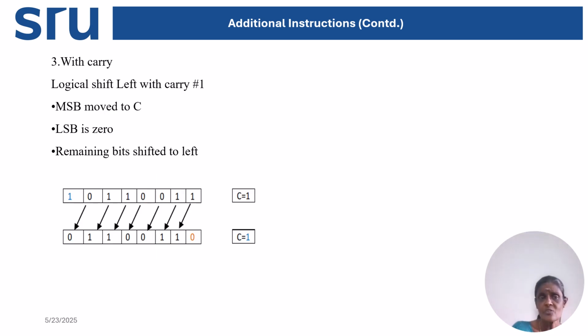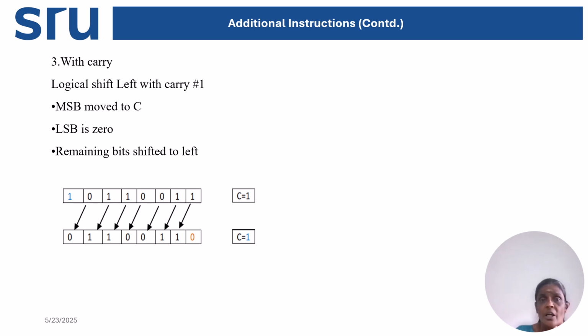Next, the third case, with the carry. Previously we saw both the logic and arithmetic cases without carry. But with the carry, how do we perform the operation? There are conditions to perform this. In this case we perform a logical shift left with carry by 1 shift only.